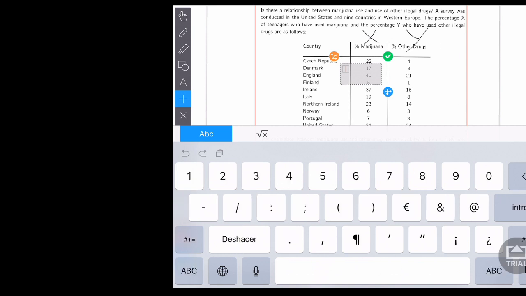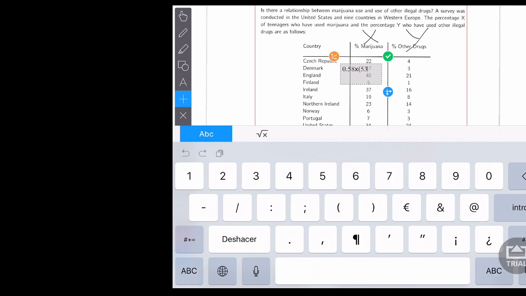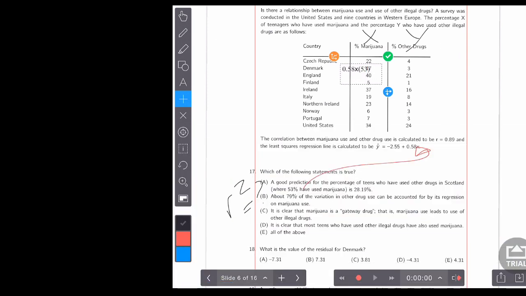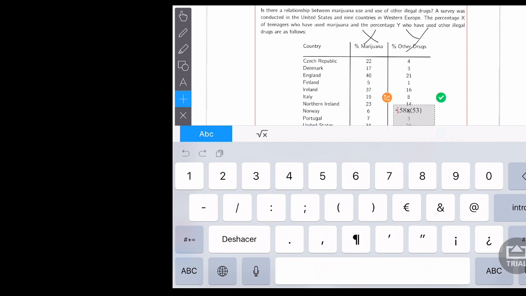So you have to take 0.58 times 53, and then, my goodness, it's not easy. I can't get back in there. So that's what that is, right? So 0.58 times 53, but you have to add at the beginning negative 2.55.